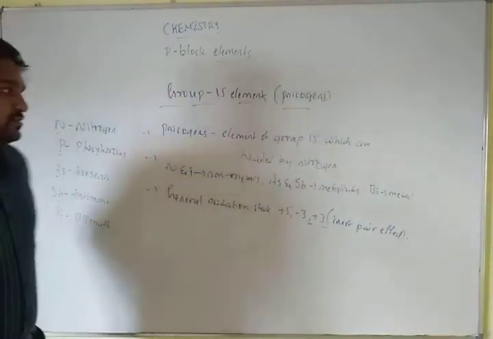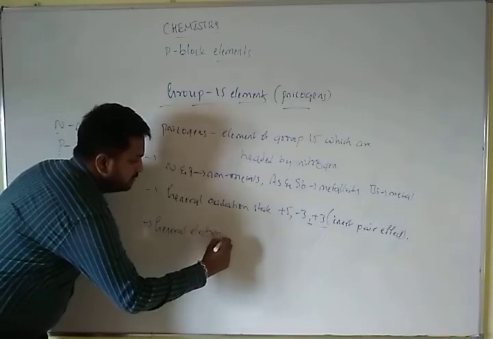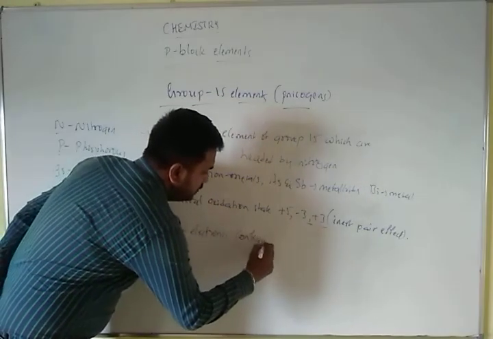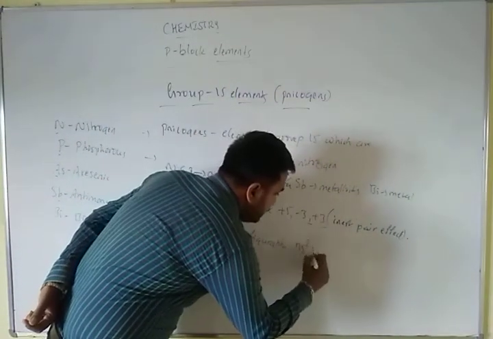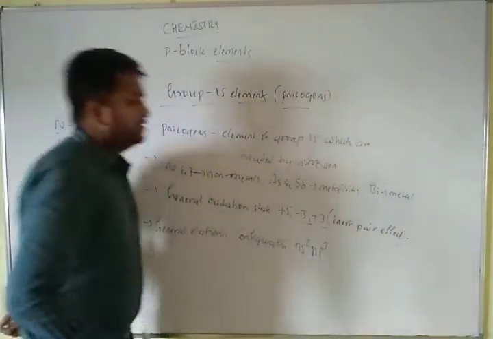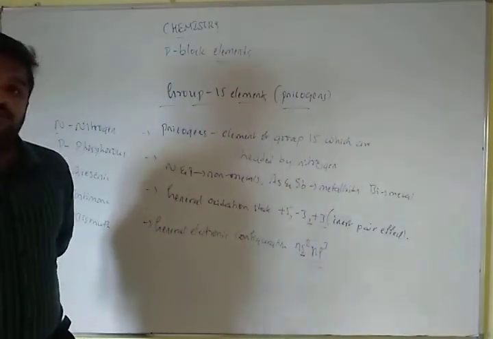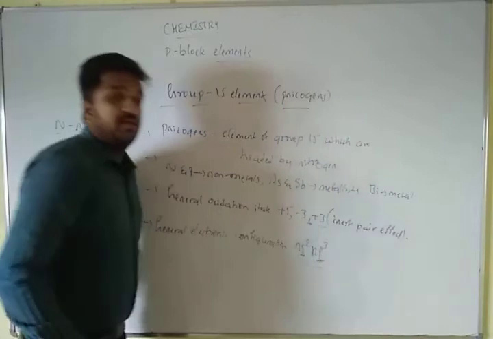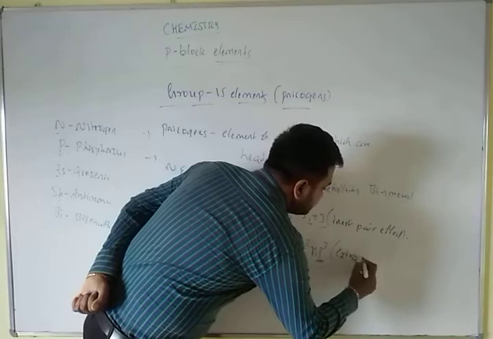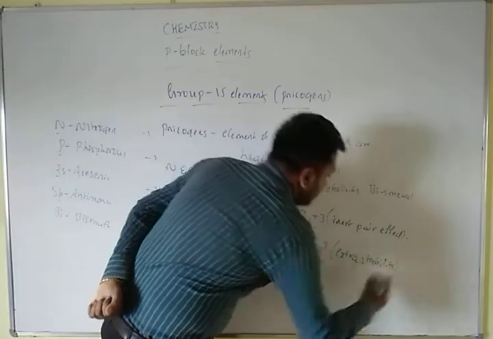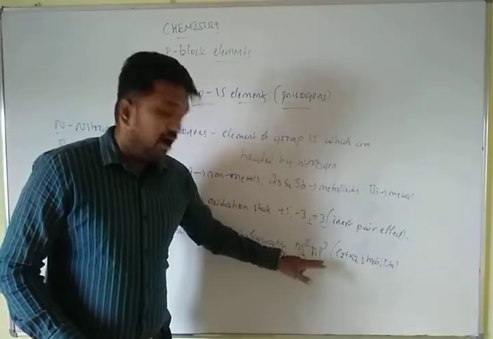Clear? So the general electronic configuration of group 15 elements is ns2 np3. Clear? If you observe this ns2 np3, the s orbital is completely filled, whereas the p orbital is half filled. So there is extra stability in group 15 elements because of the completely filled s orbital and half-filled p orbital.